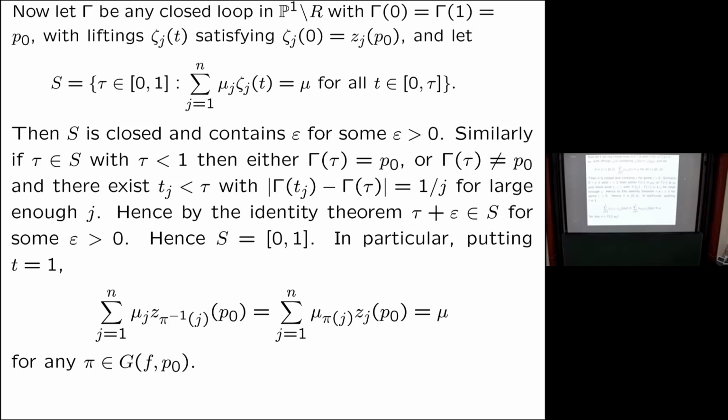And so, in particular, you can put t equal to 1. But at t equals 1, we know what zeta j is: it's Z of pi inverse of j. So you can change variables to pi of j. So the sum of mu_pi(j) Zj(P0) is equal to mu for any pi which is in the monodromy group.